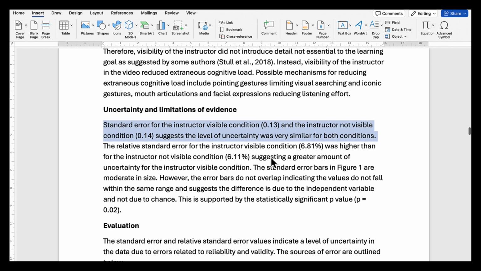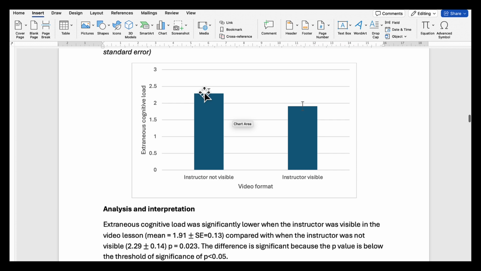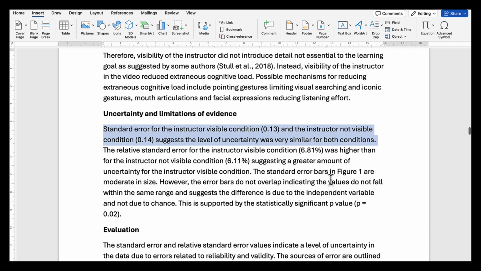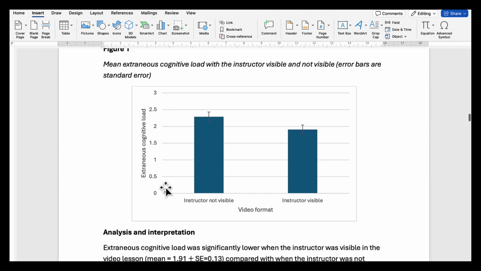The standard error, so we're talking about these error bars here. And I'm making a qualitative judgment, saying that the error bars are moderate in size, but they don't overlap, and indicating that the values do not fall within the same range. And it suggests the difference is due to the independent variable and not due to chance. Okay, so something like that. So what do the error bars mean? It means the spread of the data.